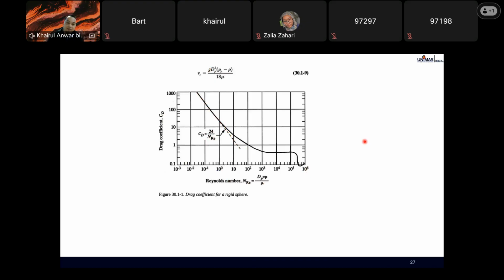How do you know it is laminar? Because the NRE is less than 1.